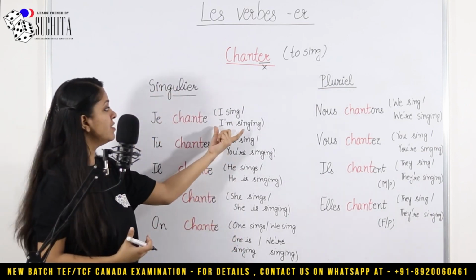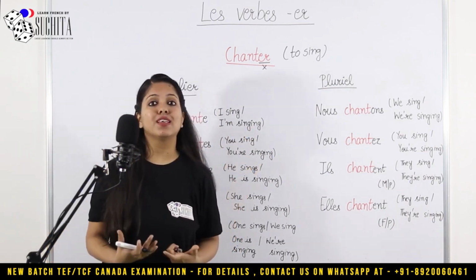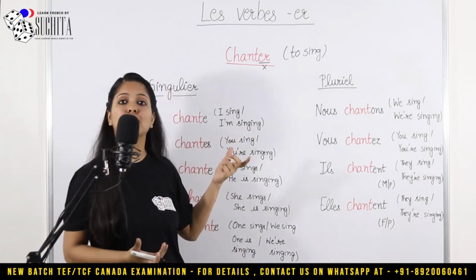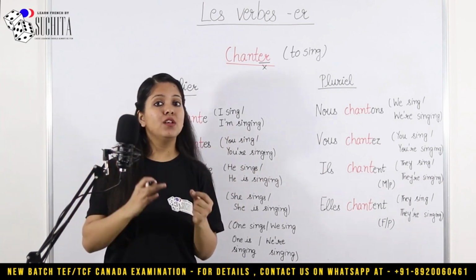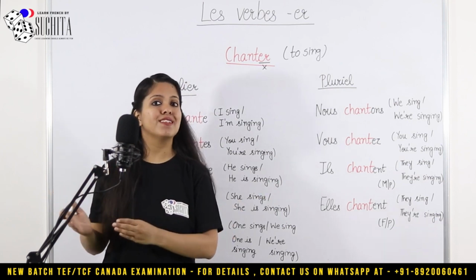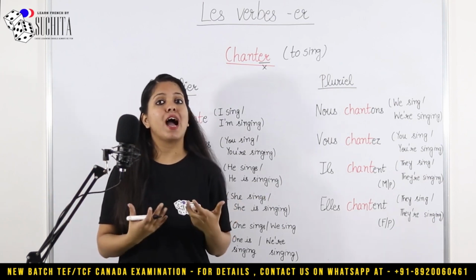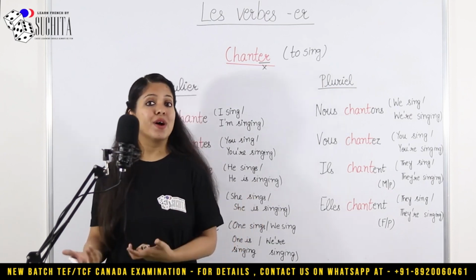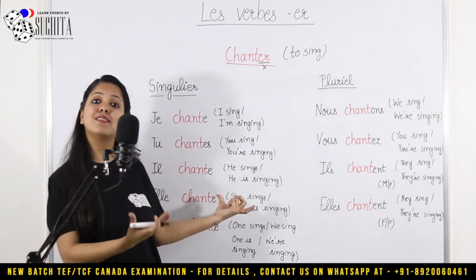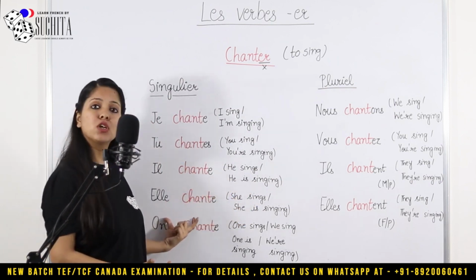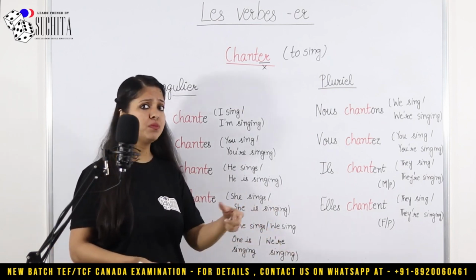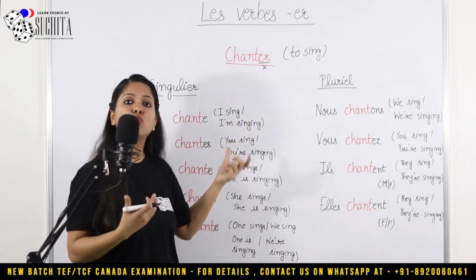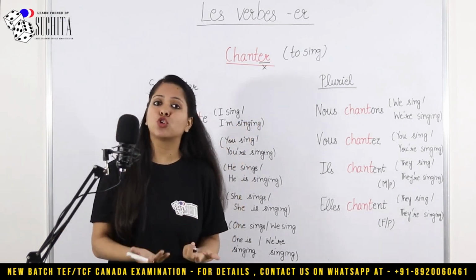Now another mistake which I've seen is when you have to write I am singing. Now what do people do? I am according to them is je suis. And then they write chante, je suis chante, which is incorrect. In French, present simple and present continuous tense is same. So you say je chante, that would mean I sing or I am singing. Both. Tu chantes, you sing or you are singing. Il chante, he sings or he is singing. Elle chante, she sings or she is singing. If you want to say I am singing, that would translate itself to je chante only.